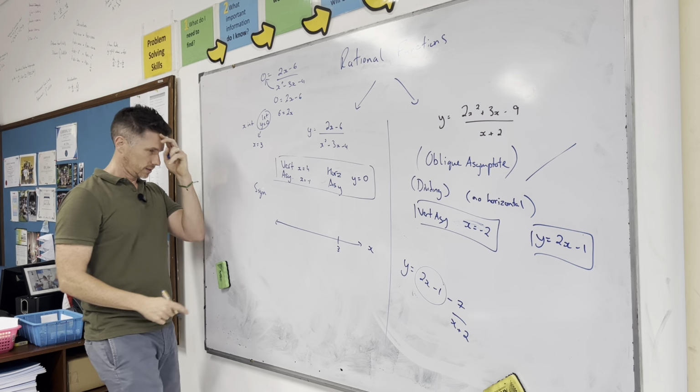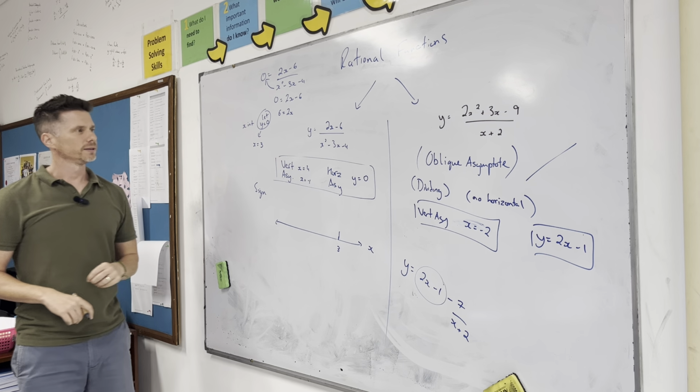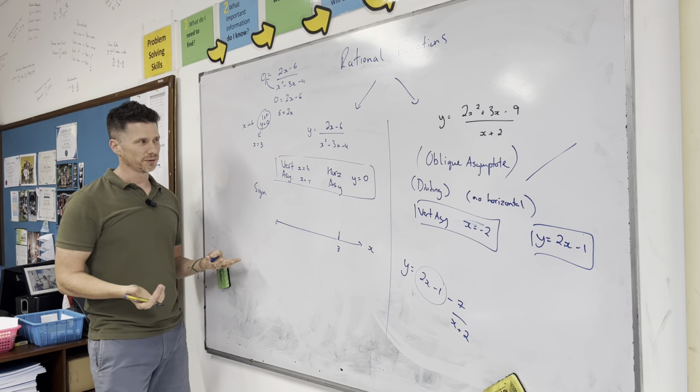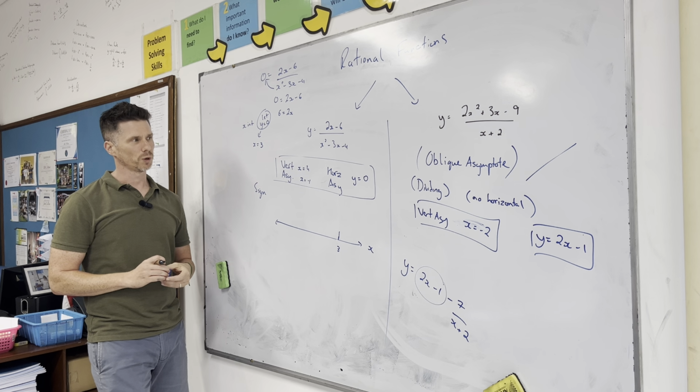Generally, they don't have it. They have it like this, weirdly. That's the only place it crosses. That's not enough information. We also have vertical asymptotes. Why is it so far? Why is it so far over there?